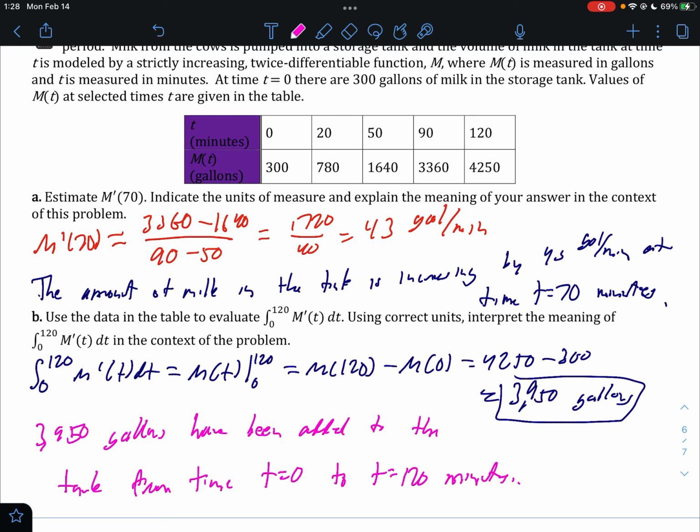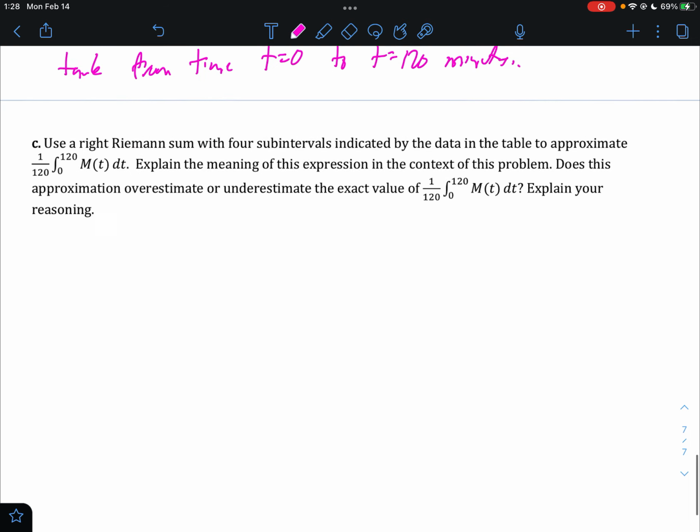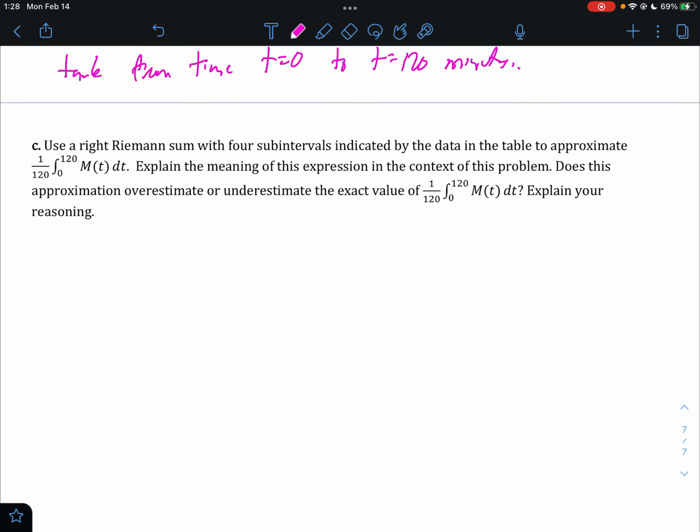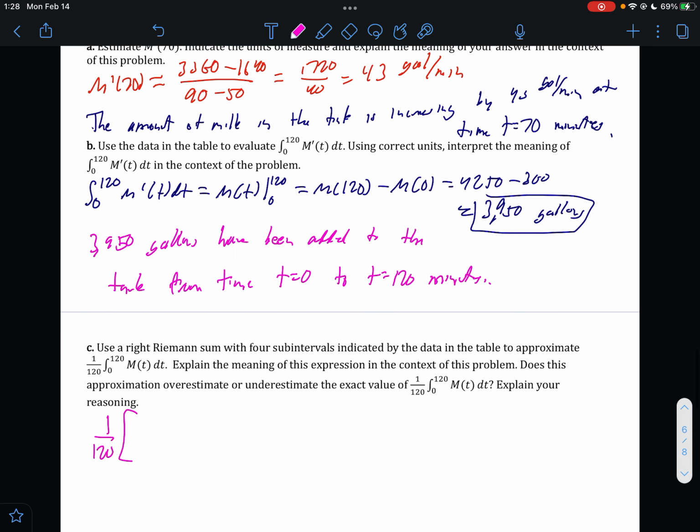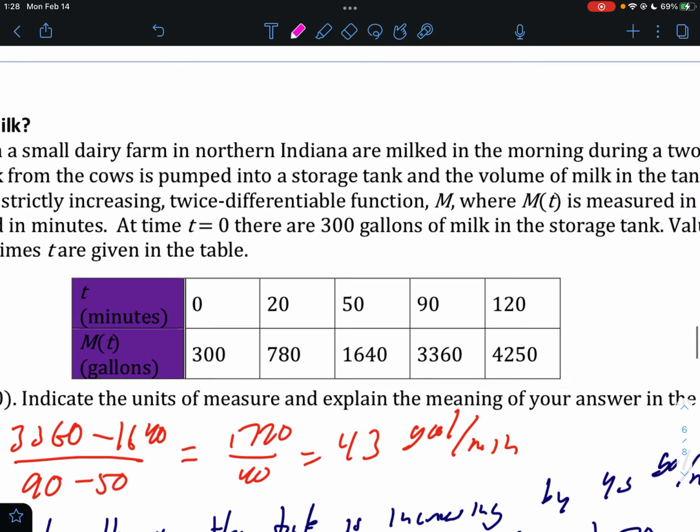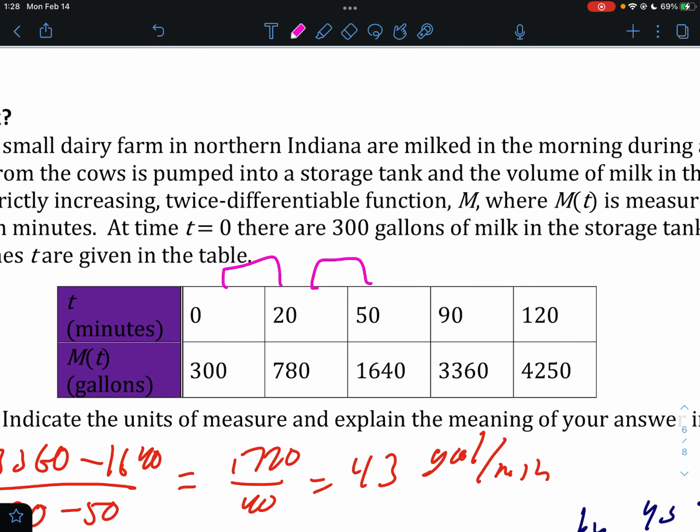Okay, question C, use a right Riemann sum with 4 subintervals indicated by the table to approximate 1 over 120 times the integral from 0 to 120 of m of t. So basically this is an average value question. Okay, so 1 over 120 times, it says a right Riemann sum. So here's your 4 rectangles, 1, 2, 3, 4. So the first one is 20 times 780.